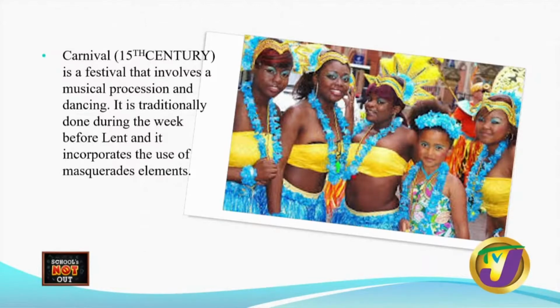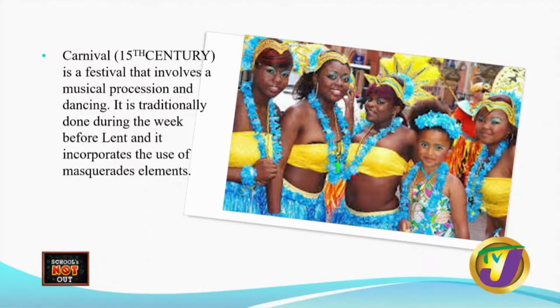This is a festival that involves a musical procession and dancing. It is traditionally done during the week before Lent, and it incorporates the use of masquerade elements. Now, as you can see, the colors there are very radiant, very bright colors. So, Carnival is known to have brightly colored costume, and whatever props they use are as colorful as well.